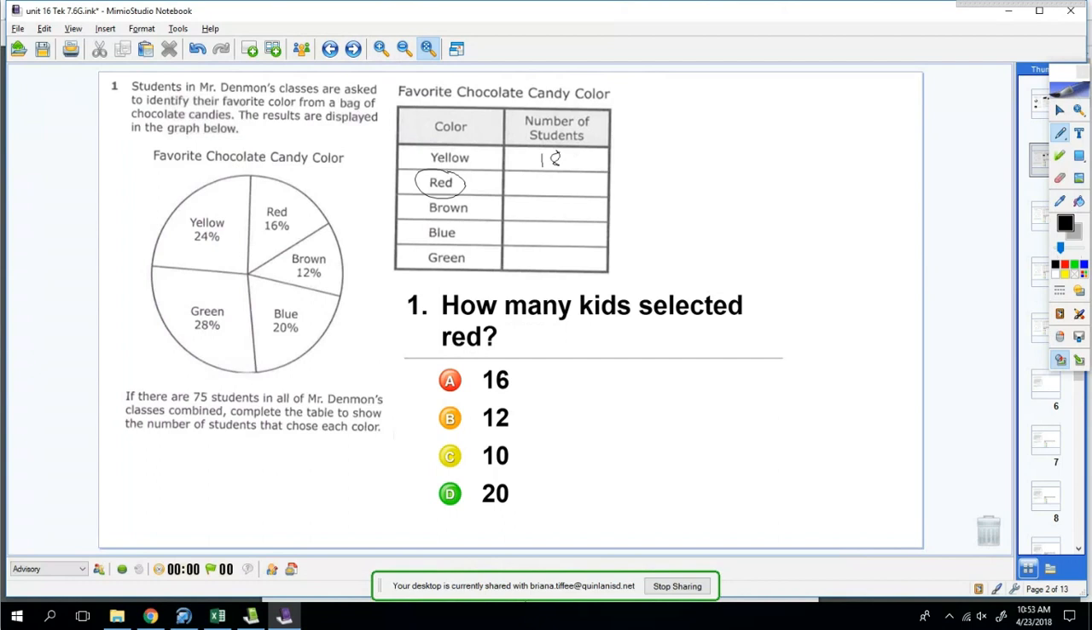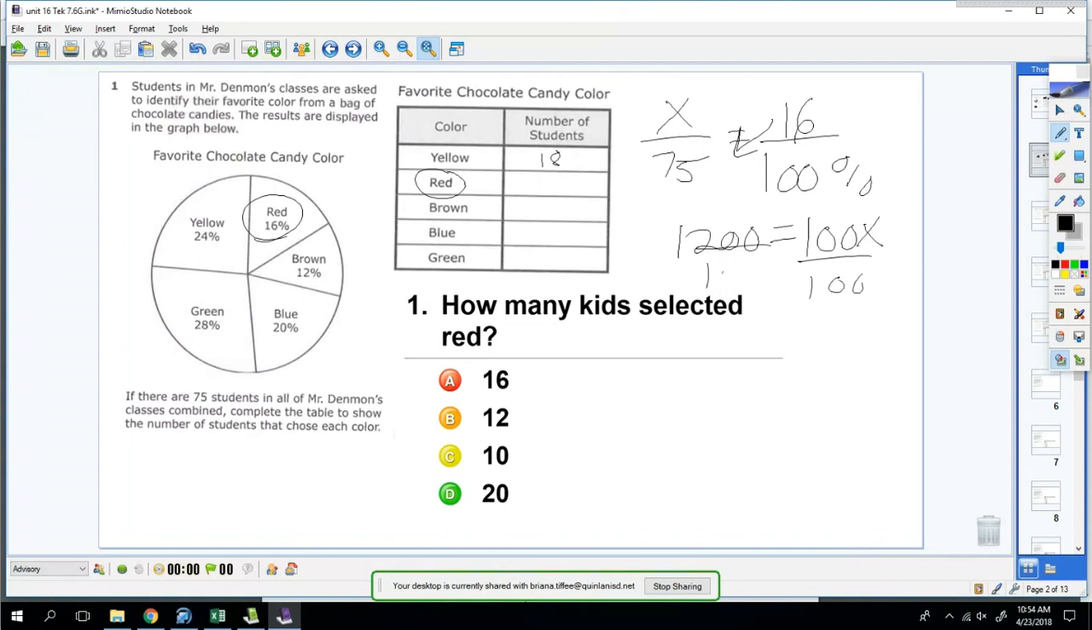Okay, so on red, we're going to use the same type of proportion. We're going to do x over 75 is equal to, instead of 24, 16% over 100. The reason we do that is because 16% of them chose red. Again, you cross multiply. 75 times 16 is 1,200, and you get 100x. Again, just divide by 100, cross it out, and you get 12. Pretty straightforward.